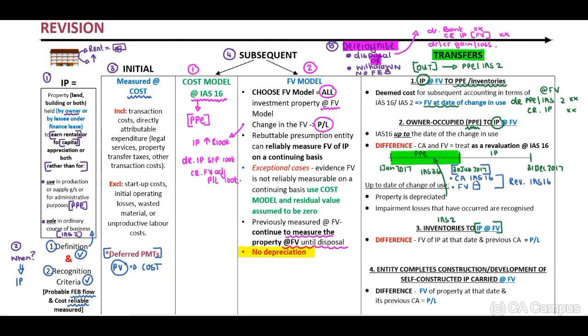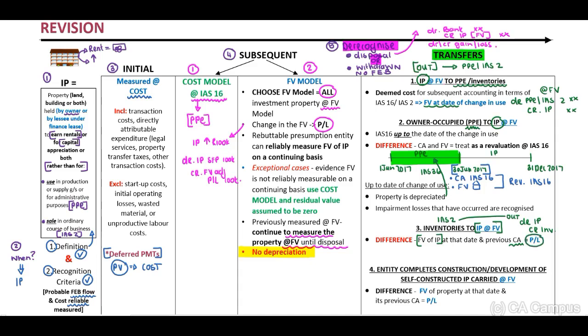Therefore, your journal entry will be to take out the inventory. You will have to credit your inventories and debit your investment property. Now, the difference between the fair value of the investment property at date of change and the previous carrying amount of your inventory shall be recognized in your profit and loss.